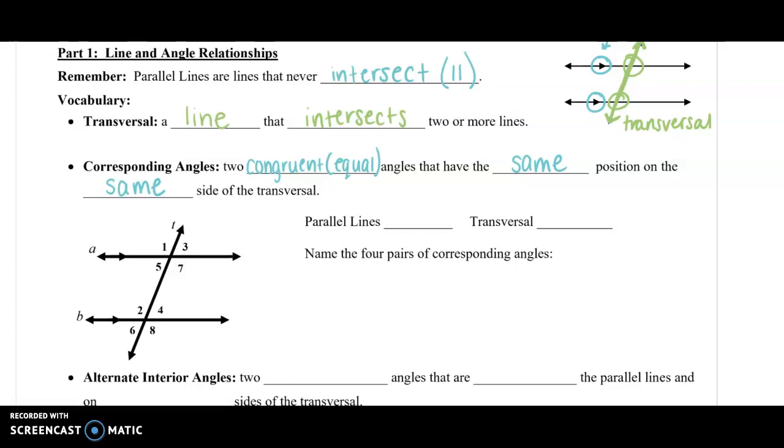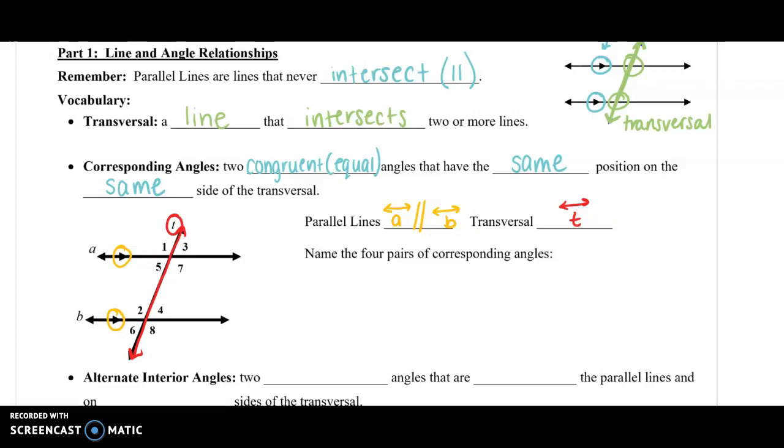It says, what are the two parallel lines? Well, we see the two triangles there, so we know it's line A and line B. We would say that they are parallel to each other. That's the symbol again that we would use. Line A is parallel to line B. Our transversal is going to be the line that's going through them. So that would be line T. You can see it's labeled right there.